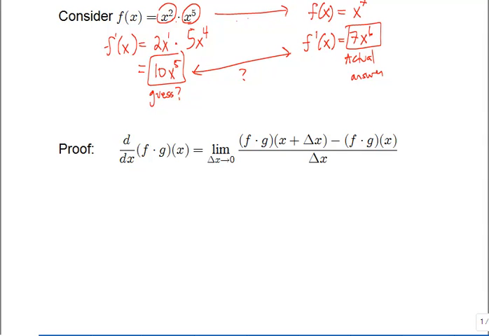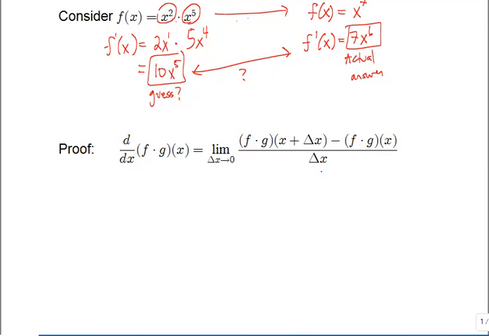The only way that we can prove it is to fall back on our limit definition of the derivative. If you don't know what a derivative is and you don't have any nice shortcut rules for it, you always have to go back to your definition. So the limit definition of a derivative says the limit as delta x goes to 0 of our function evaluated at x plus delta x minus our function evaluated at x, divided by delta x. So we have to find that limit.